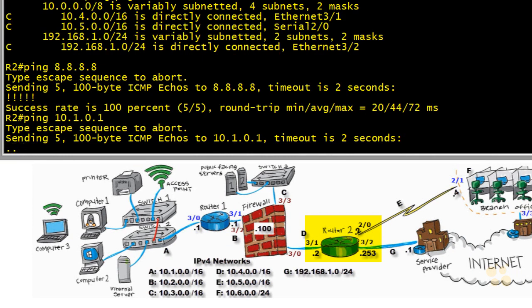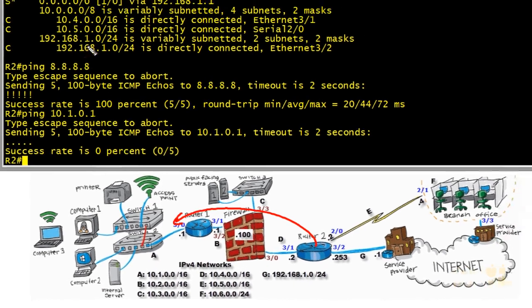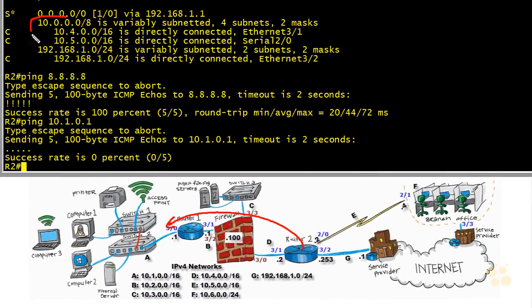And we're getting periods, which is timing out. We're not getting a response back from anything. So I think the technical term for that is bummer, dude. Why isn't it working? R2 cannot ping over to the 10.1 network, or at least it's not successfully getting a response back. So if we look at the routing table of R2, it doesn't have a specific route to the 10.1 subnet, which means it's using its default route and sending the packet out to 192.168.1.1 for routing.